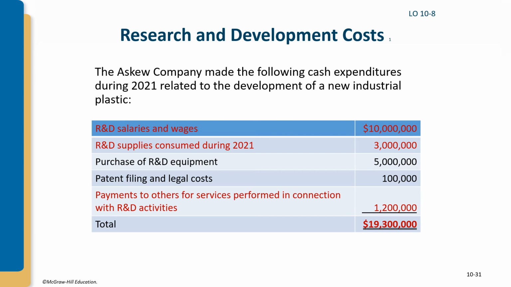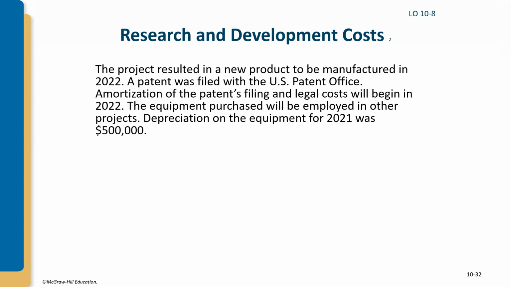Let's take a look. A SKU company made the following cash expenditures related to development of a new industrial plastic. They have salaries, supplies, purchase of R&D equipment. They had to pay for legal costs related to a patent, and then they paid for services performed in connection with R&D activities. So what's included in that as R&D?